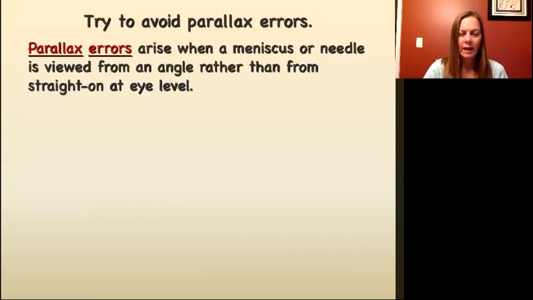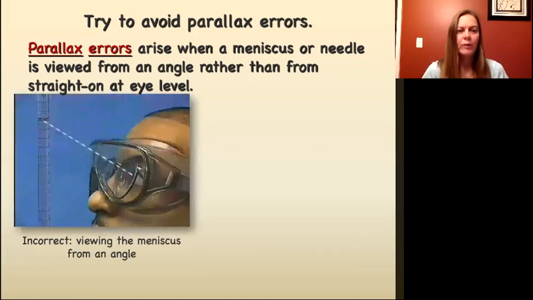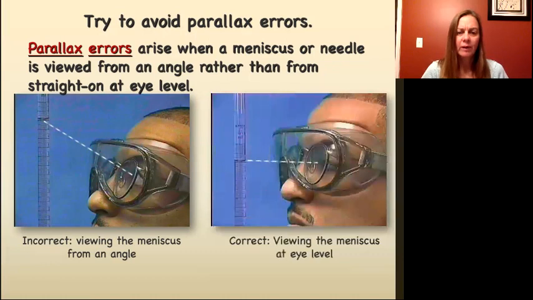If we view it at an angle, it tends to lead to an error, and that error specifically is called a parallax error. If we view the meniscus from an angle, we are either going to read it too high or read it too low. So we want to make sure that we are eye level with the meniscus in order to read it properly.